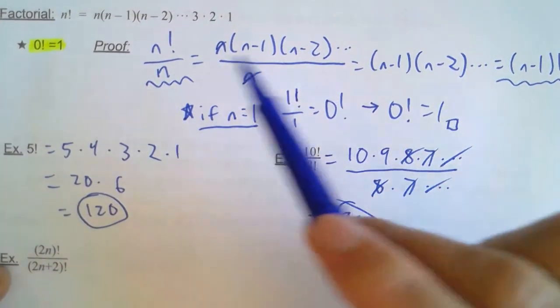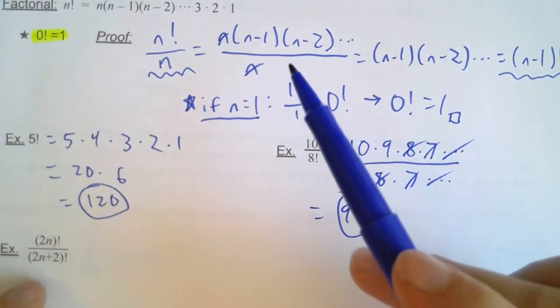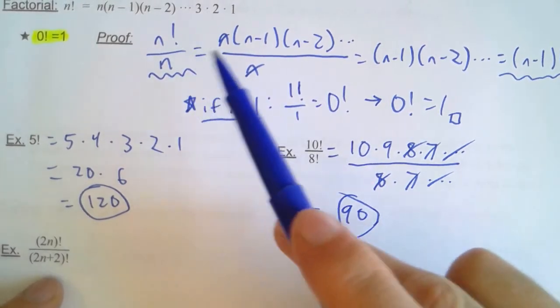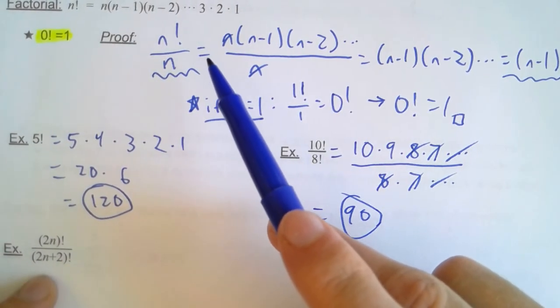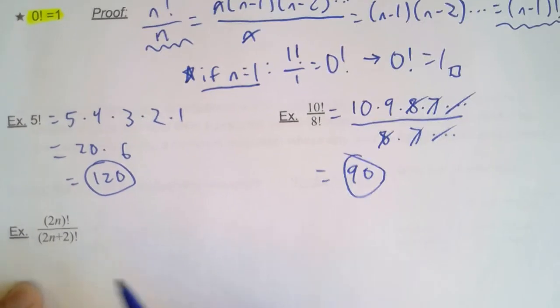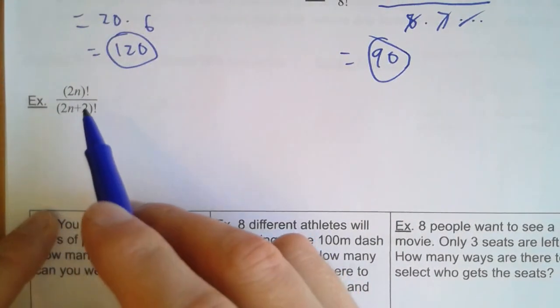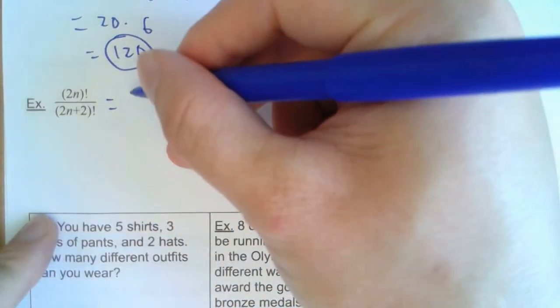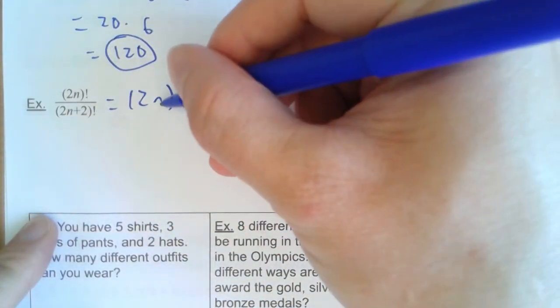And then what we're going to do a lot in AP Calculus is do this kind of factorial cancellation with variables. So if we take a look at this example here, if we're starting with 2n factorial, our first number is 2n.